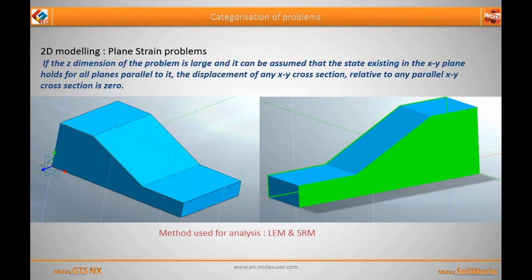Now the categorization of problems. First of all, the problems where one goes for 2D modeling, that is what we call the plane strain problems. If the Z dimension of the problem is very large, and it can be assumed that the state existing in the XY plane holds for all the planes parallel to it, and the displacement of any XY cross section relative to any parallel XY cross section is 0, then you could go for 2D modeling, and such problems are referred to as the plane strain problems. So the methods which can be used for 2D modeling are LEM and SRM, and of course SM, which is basically a combination of both.